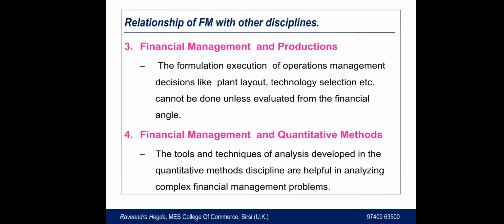Now let us talk about the relationship between financial management and production. Finance and operations management are closely related. Decisions on plant layout, technology selection, production or operations process, plant size, removing imbalance in the flow of input material in the production process, and batch size are all operations management decisions, but their formulation and execution cannot be done unless evaluated from the financial angle.